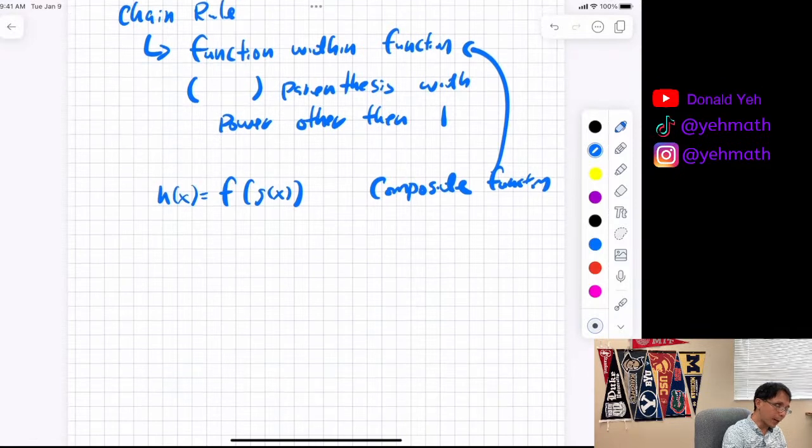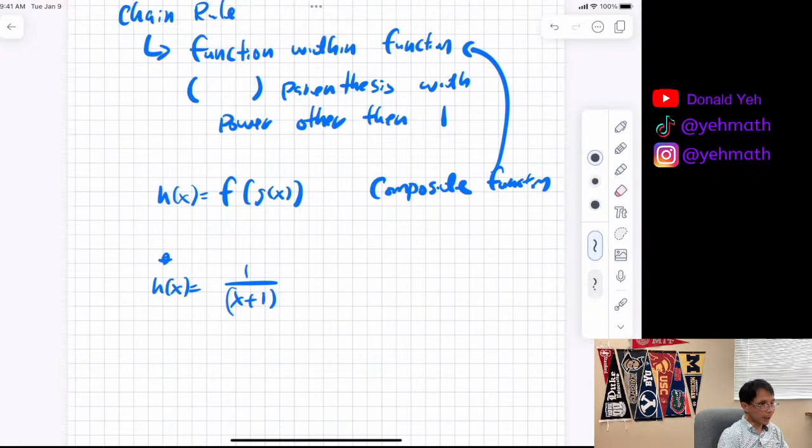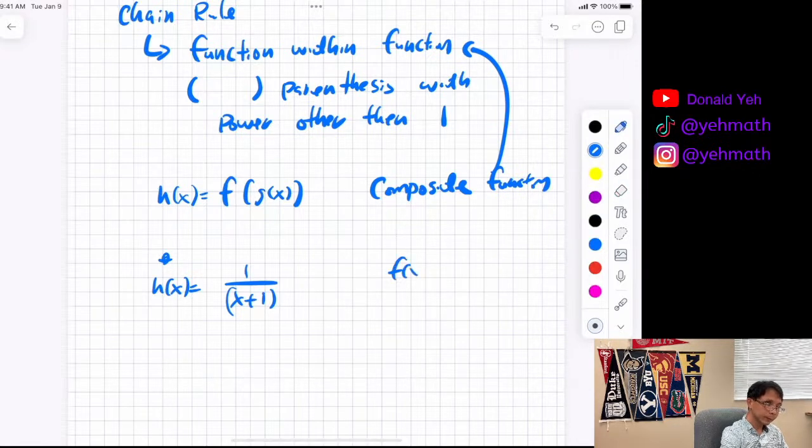Now, with that being said, if h of x is equal to 1 over x plus 1, to the first power, what is g of x and what is f of x here? Josh? F of x is 1 over x, good. And g of x is equal to x plus 1.